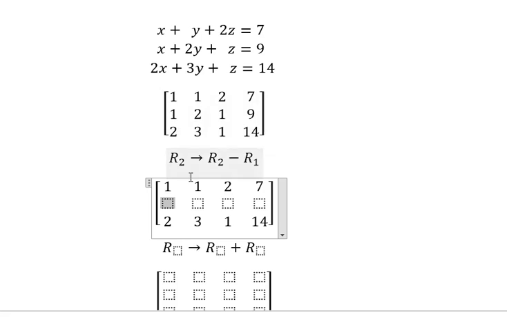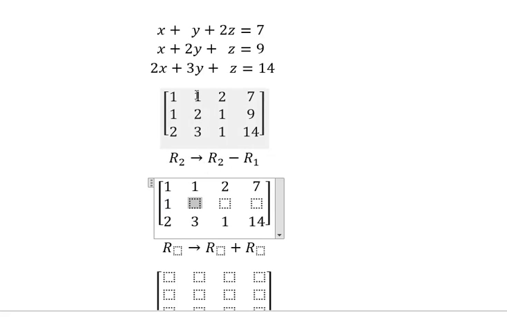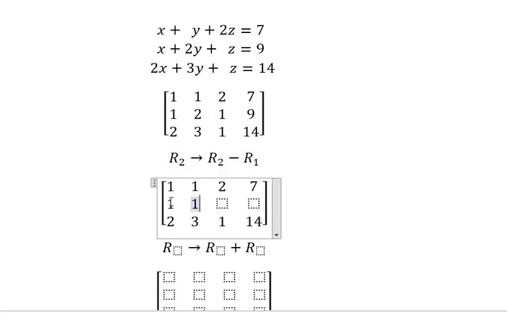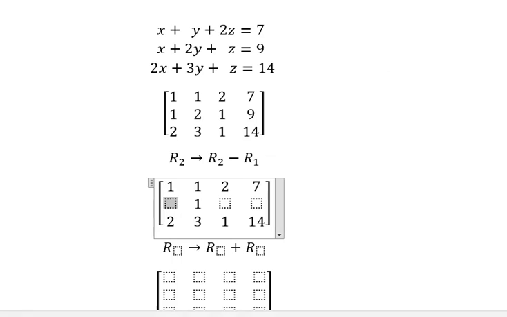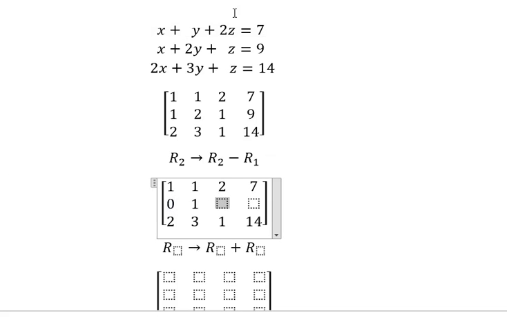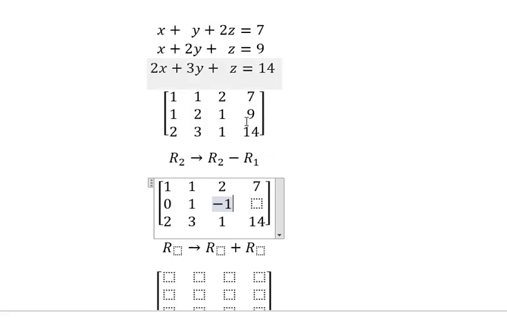1 minus 1 is... sorry, 1 minus 1 is 0. Excuse my mistake there. 2 minus 1 is 1. 1 minus 2 is negative 1. And what have we got here? 9 minus 7 is 2. Cool.